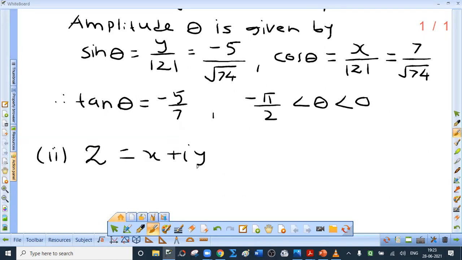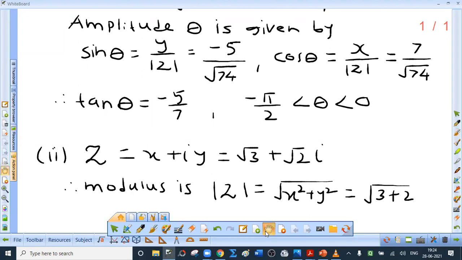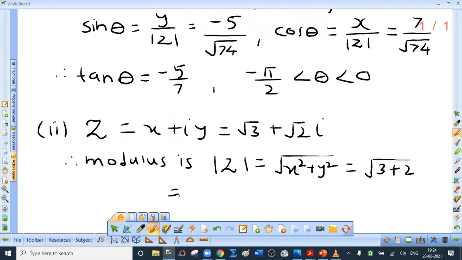Okay, write down. z equal to x plus iy. The second sum we are doing is root 3 plus root 2 i. So the modulus of the complex number, mod z, is what? Root of x square plus y square. Now it is the square of root 3, that is 3, plus the square of root 2, that is 2. So it is root 5. This is the modulus.